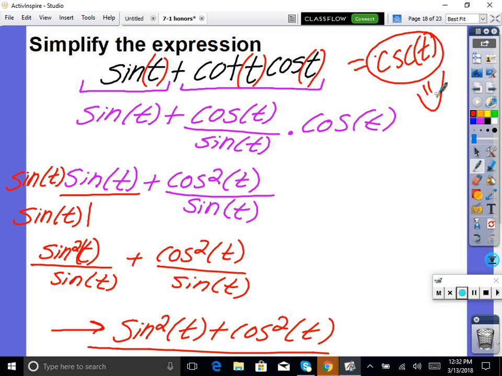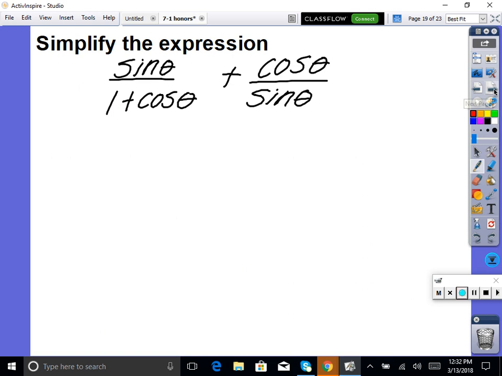Okay. Doing good? Another one. So we have sine over 1 plus cosine of theta plus cosine of theta over sine of theta. Okay, first of all, I want to point something out. There's two terms right here, but we can't change that to be one term because it's not squared. Nothing, so there's nothing we can do to fix this.